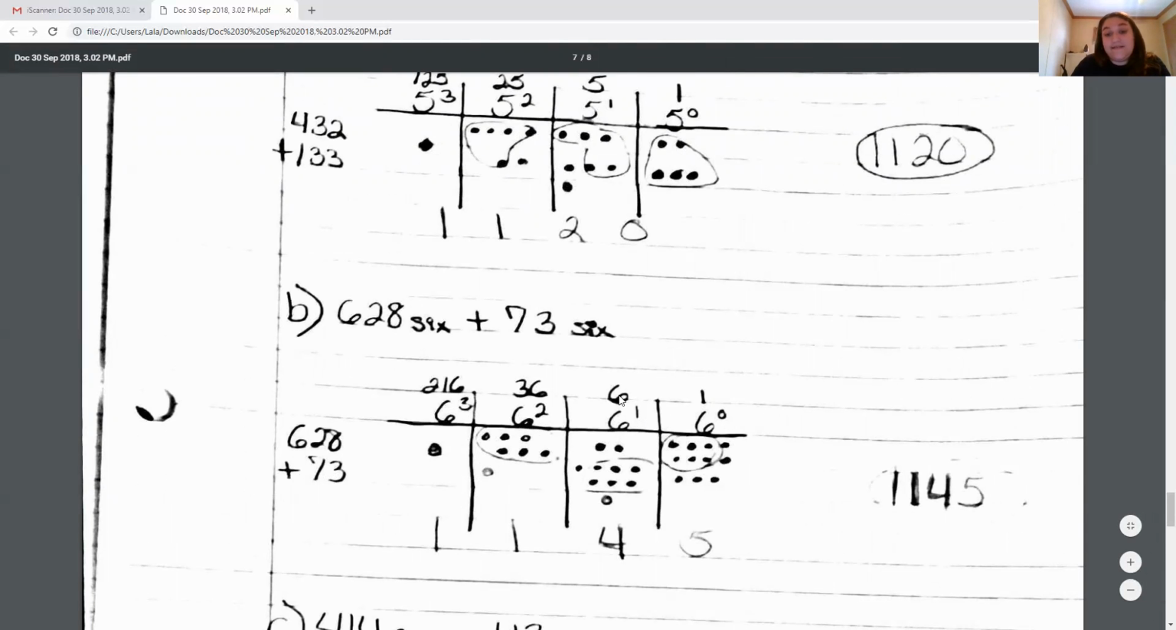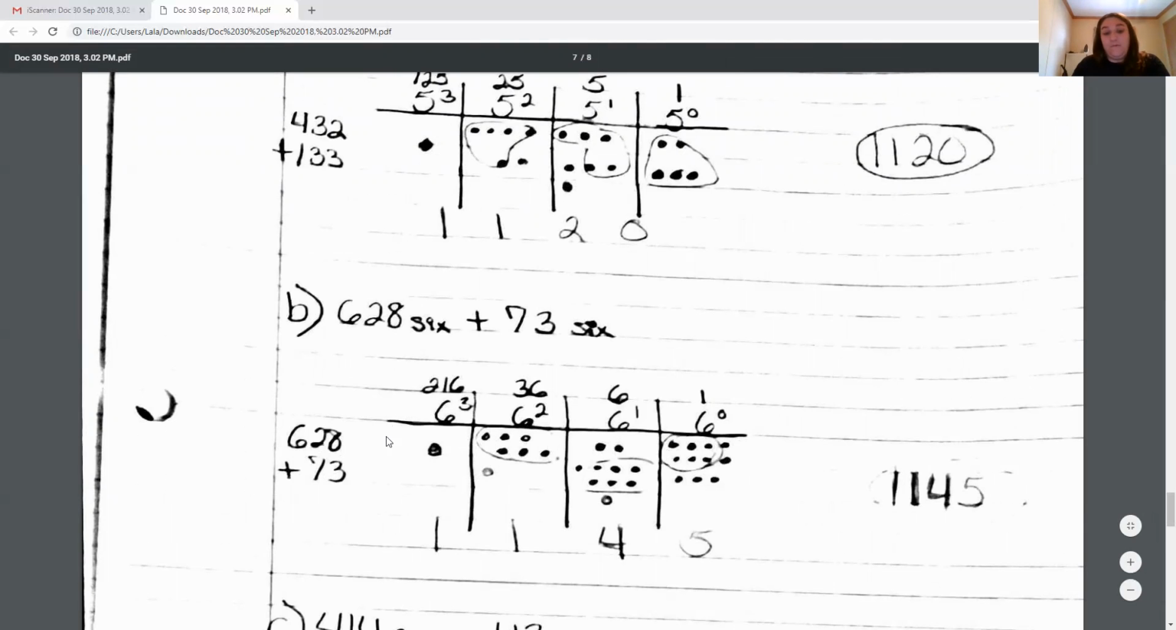6 to the 1 power gives us 6. 6 to the 2 gives us 36. 6 to 3 gives us 216. Now our first number is 628. So just like I said before, there's 3 digits, so we're going to put it in these 3 places. So we'll put 6 dots, then 2 dots, and then here's our 8 dots.